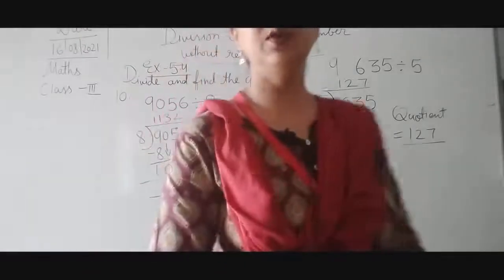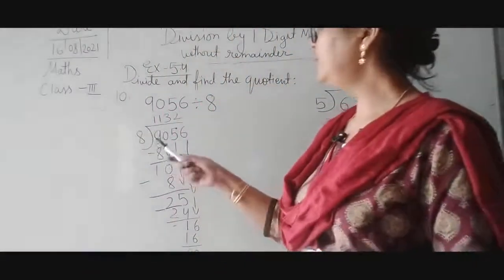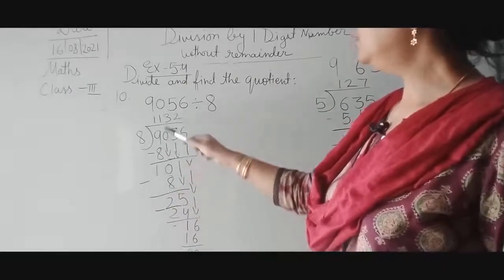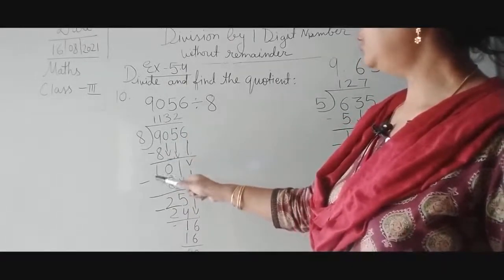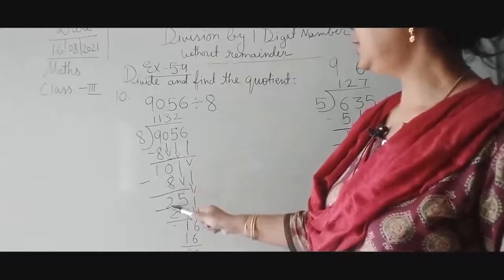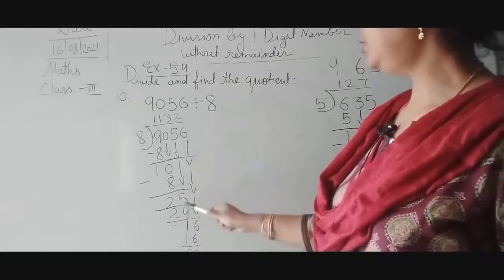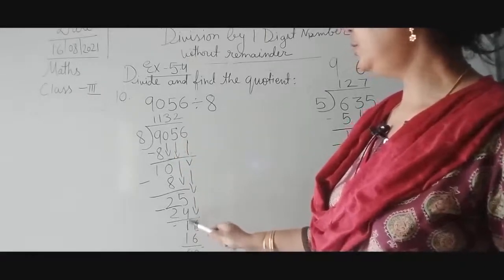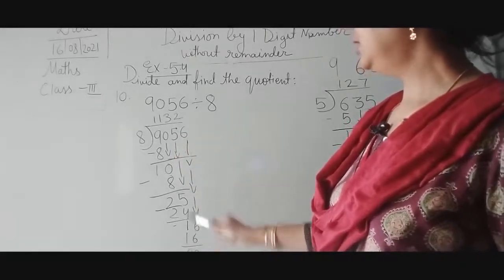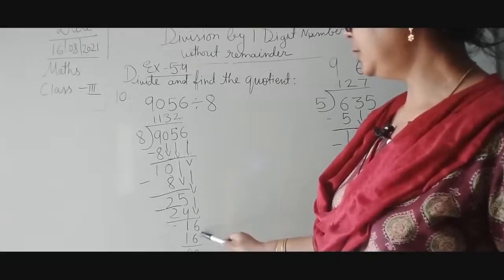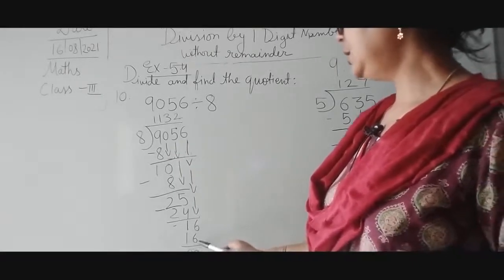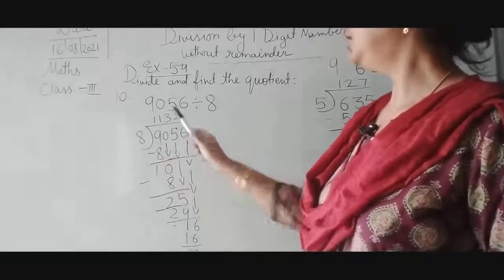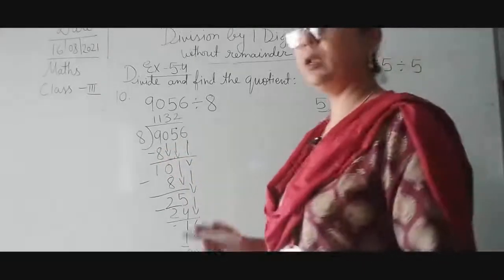So here children you can see first what we have done. 8 ones are 8, minus 1. Now 0 we have to write over here. 8 ones are 8. We will get 2. Then 5 we are going to bring down over here. 8 threes are 24. After subtracting 24 we will get 1. And 6 we are just bringing down over here. Now 6 it means 16. 8 twos are 16.